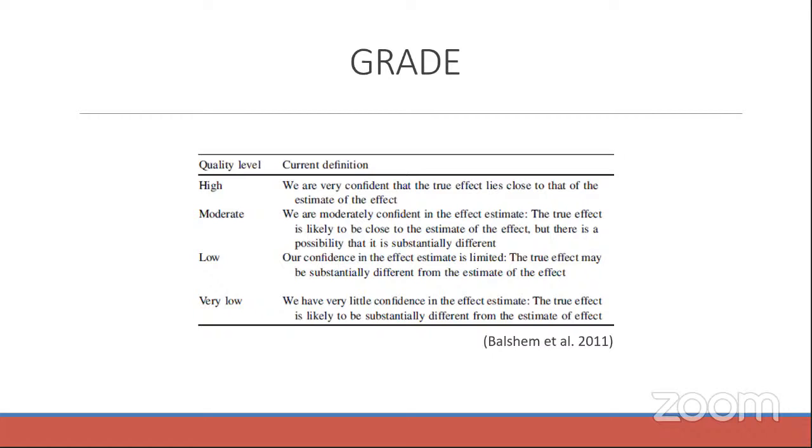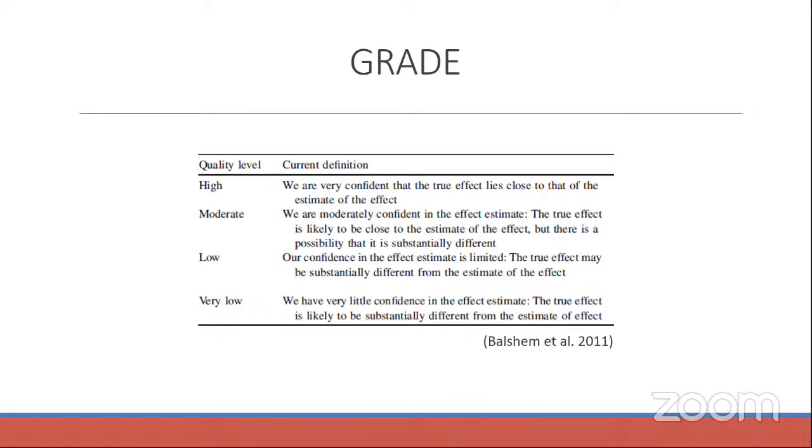The true effect is likely to be close to the effect estimate, but still there is a possibility it could be different. If the quality or the certainty of evidence is low, it means that your confidence in the effect estimate is limited. There are chances that the true effect may be substantially different from the effect estimate that you found. Very low certainty of evidence or quality is what we saw in the previous 2 examples. What it means is that we have very little confidence in the effect estimate. That is, the true effect is likely to be substantially different from the effect estimate that you found.